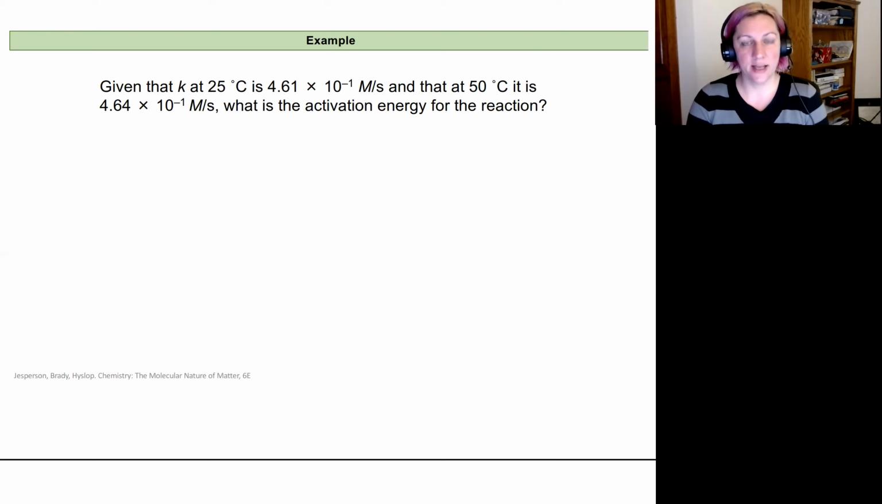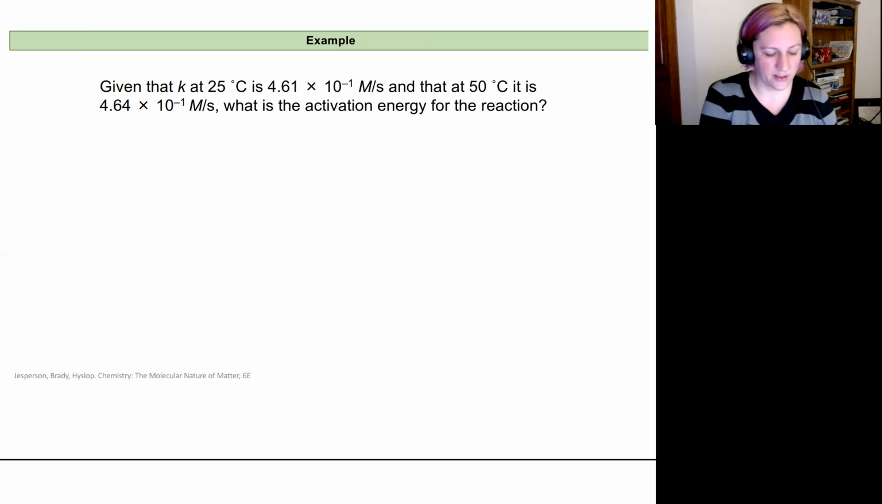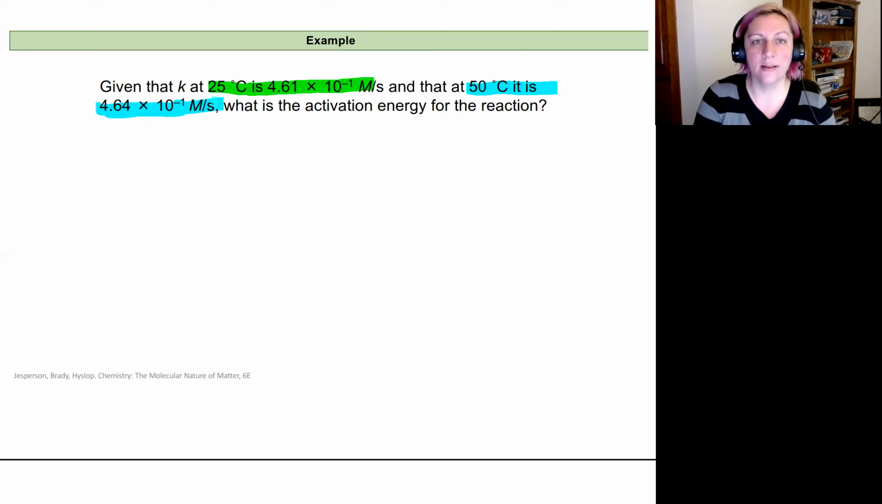Here's another example with the two-point method, since this will probably be what you do a little bit more. So here we have, given that K at 25 degrees Celsius is 4.61 times 10 to the negative 1, and then at 50 degrees Celsius, it's 4.64 times 10 to the negative 1. What's the activation energy for the reaction?